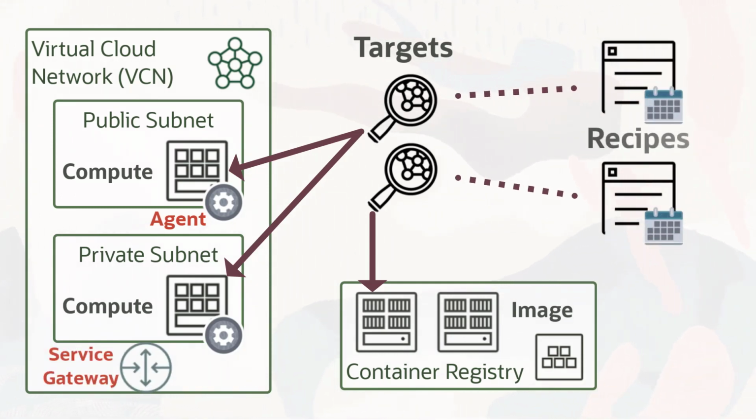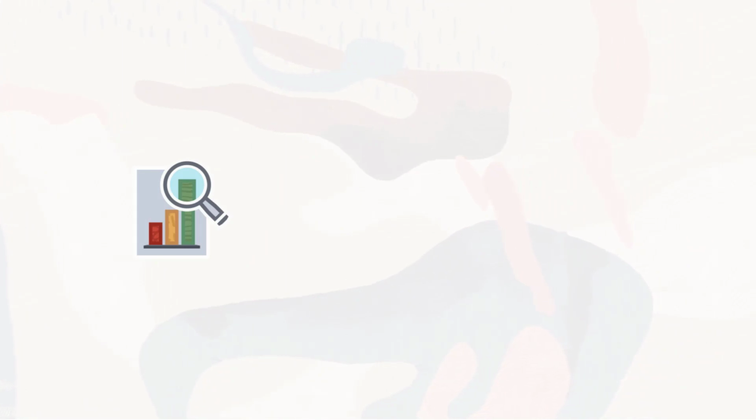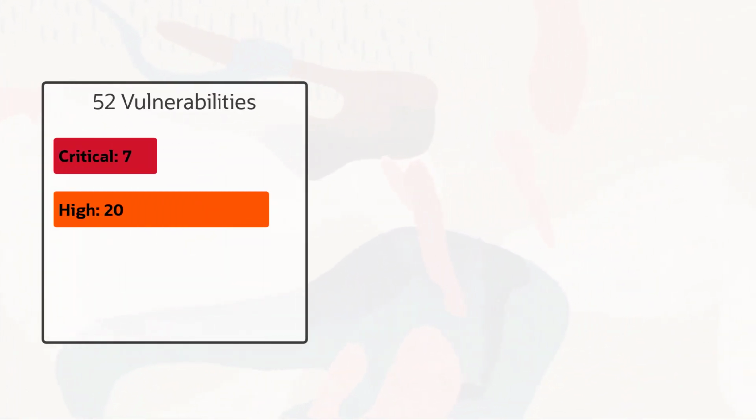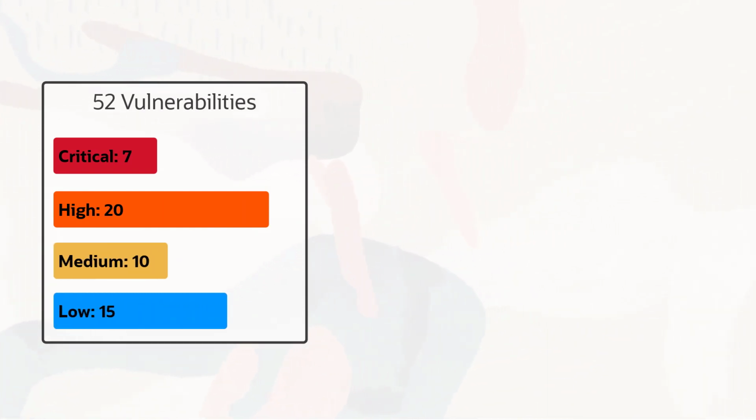Use recipes to control which types of vulnerabilities to scan and how often to scan them. Each scan of a target resource results in a scanning report. Use the report to quickly determine how many security vulnerabilities were detected and what their risk levels are.